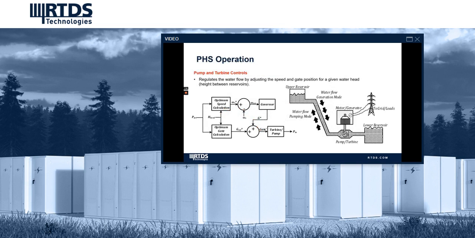The pump and turbine controls regulate the water flow between the reservoirs by adjusting the speed and gate position for a given water head and a set power reference. In practical applications, the transition from generation to pumping mode is performed by an operator, and this takes several minutes. It's typically not a focus of dynamic simulation studies, and in most simulation studies, the generation and the pumping mode operation can be studied separately.